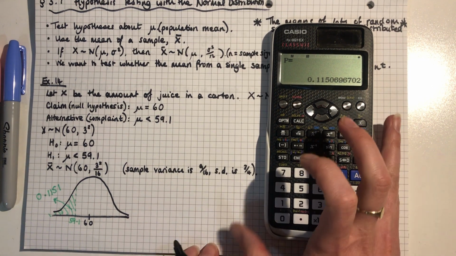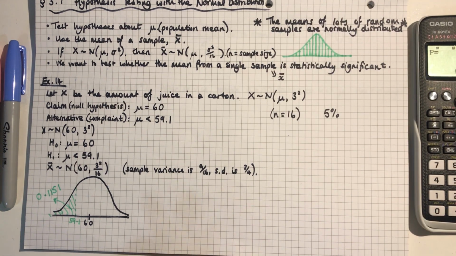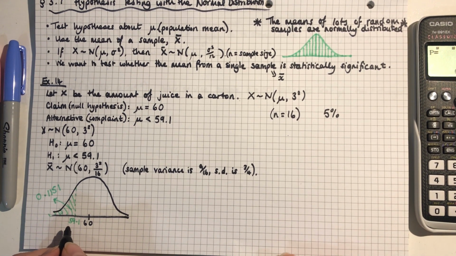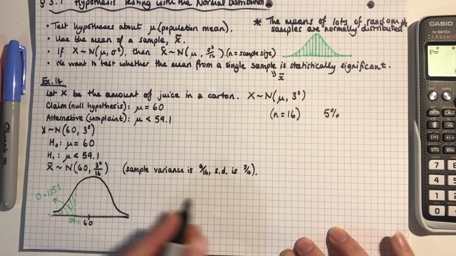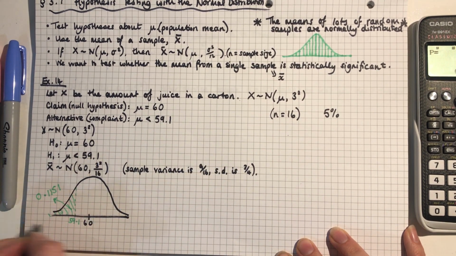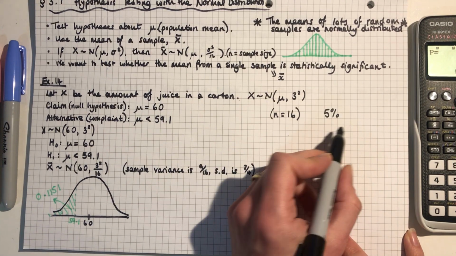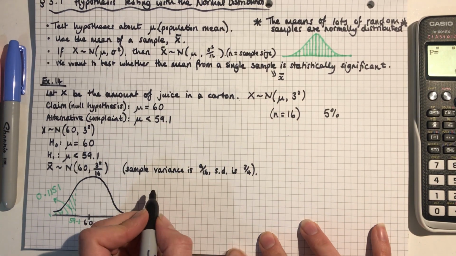Now let's make sure you're really clear with what's happening here. What we're saying is, if our assumption is correct, if the mean is actually 60, then we have an 11.51% chance of taking a sample with a mean of 59.1. That's a pretty decent chance. Now, how decent is it? Well, we are testing this at a 5% level of significance. So what we need to do is compare this chance to our 5% statistically significant cutoff point.